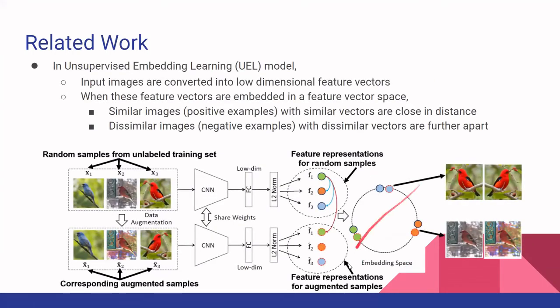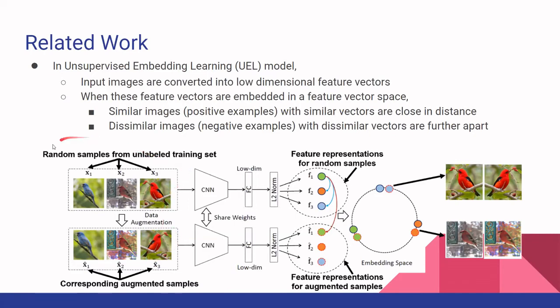So here, let's take a look at the unsupervised embedding learning model, which the authors apply their method to. In UEL, we first draw a set of random samples from the training data. In this case, we draw 3 examples, and then we apply some data augmentation policy. In the UEL algorithm, they apply random cropping with resizing, random color distortion, random grayscale, and random horizontal flipping.